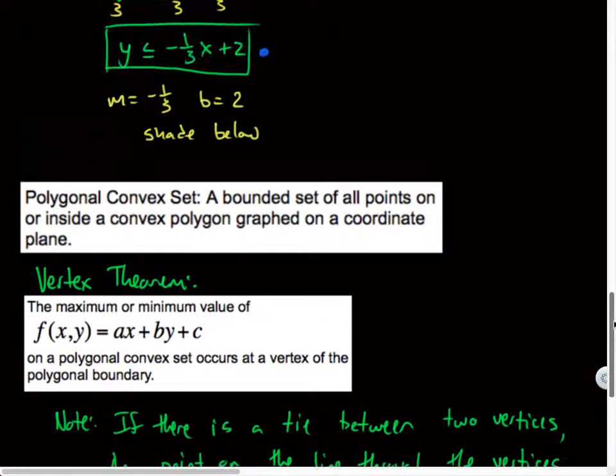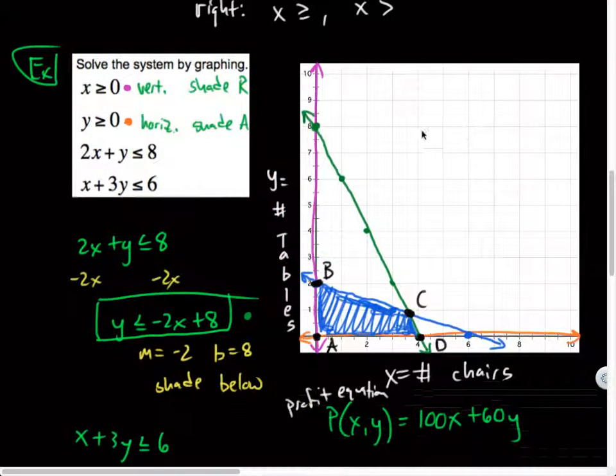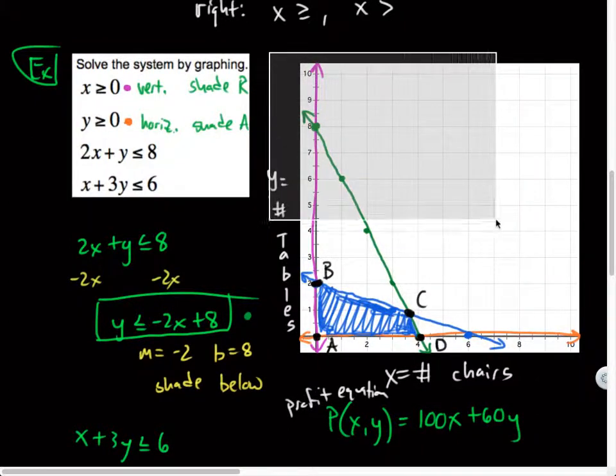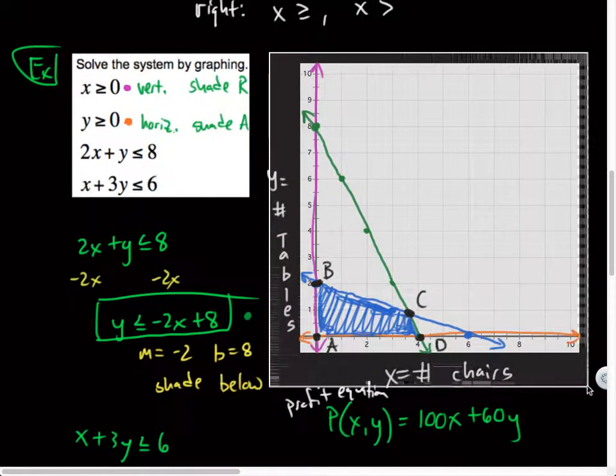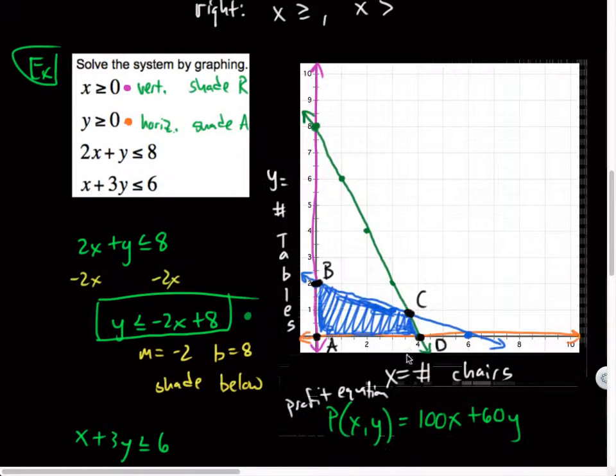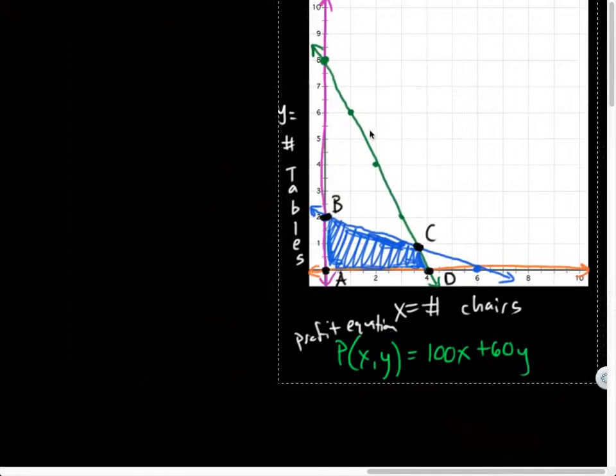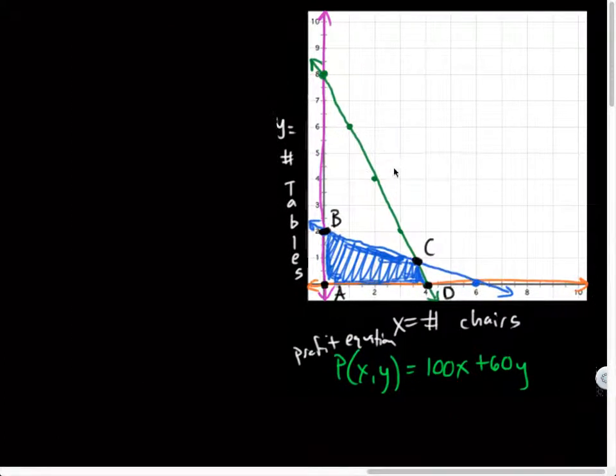Okay. So, all right. Let me take a snapshot of this actually, and I'm going to give some room for myself to continue working. So this is what I've got. I've got my profit equation. I labeled my points A, B, C, D.